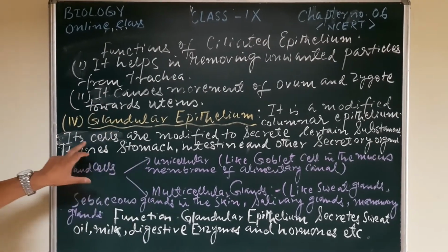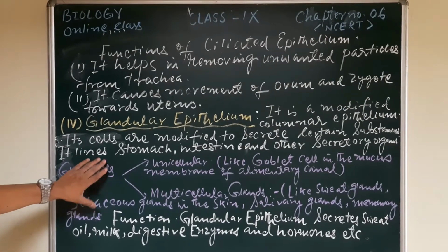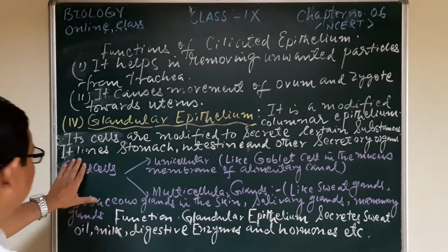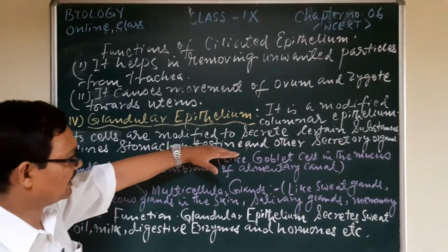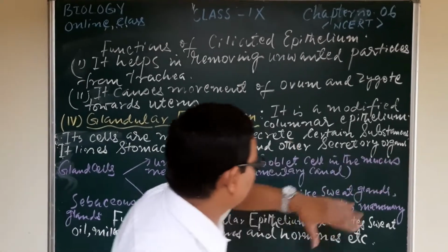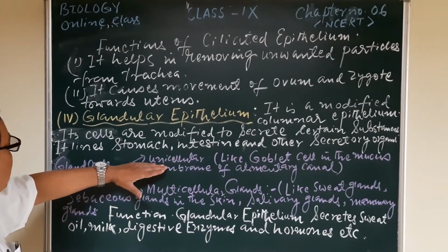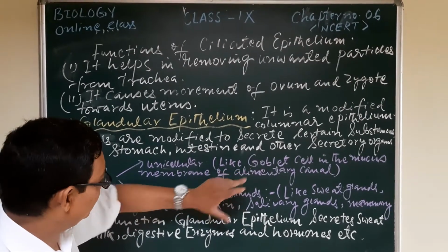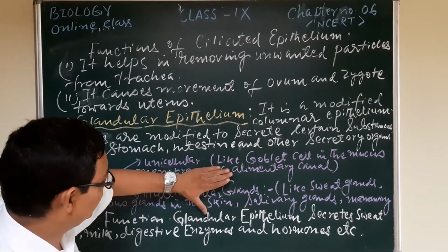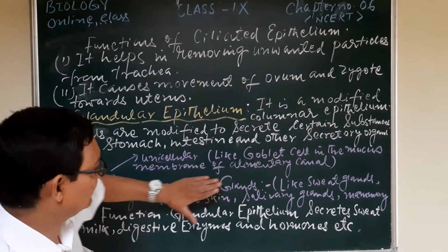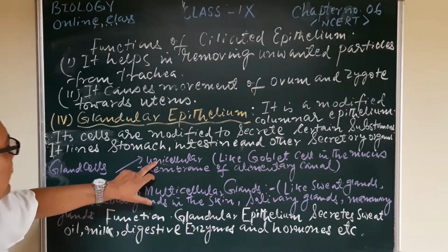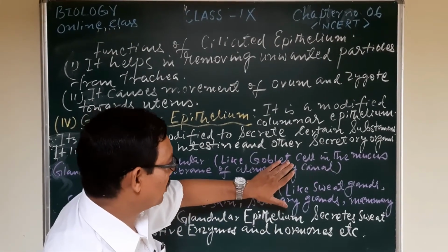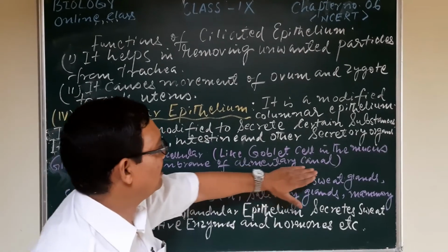There is a modification, and the modification, cells are modified to secrete. Why is it modified? To secrete certain substances. It lines stomach, intestines and other secretory organs. The secretory organs, here there is a description of that, like unicellular. In this unicellular, like goblet cells in the mucous membrane, it is present in this type of unicellular modified glandular cell, present in the goblet cells in the mucous membrane of the alimentary canal.